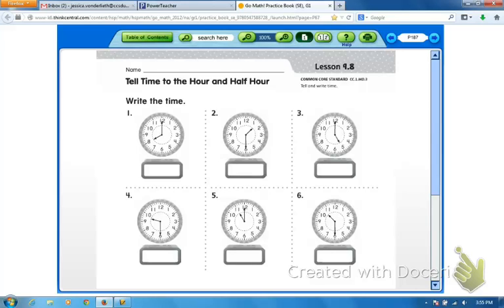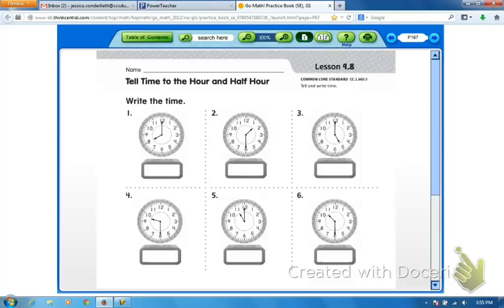For lesson 9.8, we are telling time to the hour and half hour, and this is when we start adding in the minute hand. So our vocabulary words for today are minutes and minute hand. And the question we're trying to answer is, how are the minute hand and hour hand different for time to the hour and time to the half hour?